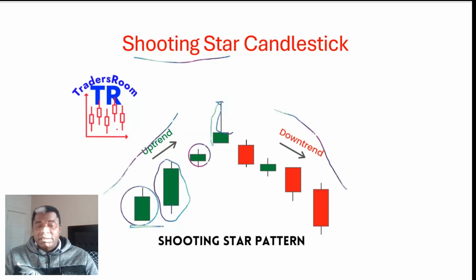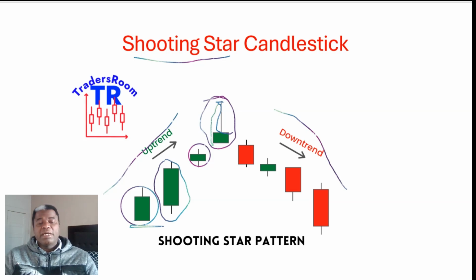So in most cases, when you see a shooting star like this at the top of any chart, it shows that there's a great possibility that the next candle is going to be a different color. If it ends with green, it's going to be a red, or something like that, vice versa. So you should try to know what is behind the formation of this candle, like I said earlier, in order for you to make the right decision.